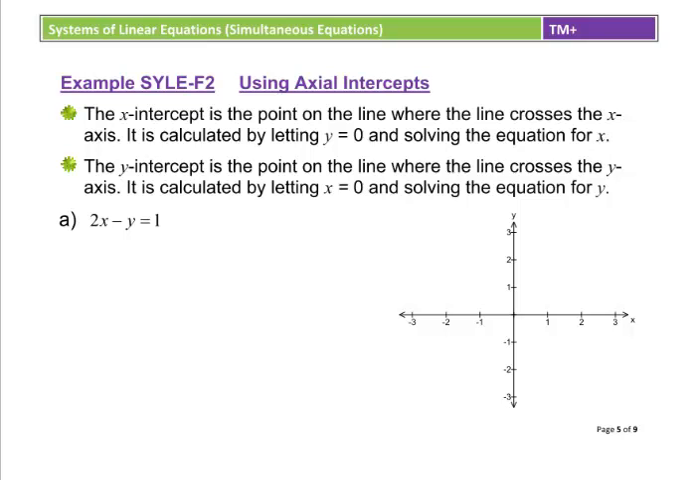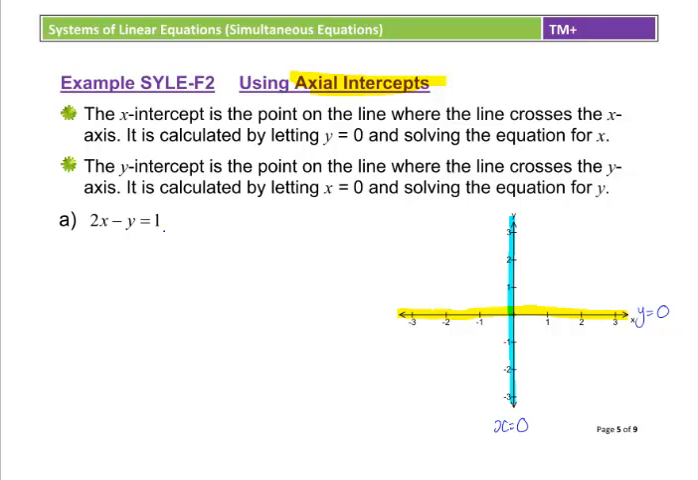Now let's look at how to sketch using axial intercepts. Axial intercepts are where the line cuts the x and y axis. For the x-axis, which is here, we know that everywhere on that axis has a value of y equals 0. And for the y-axis, which is here, every point on that has x is 0. So we're going to use these 2 points.